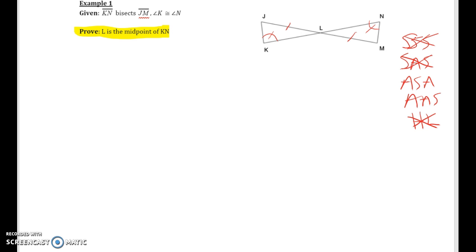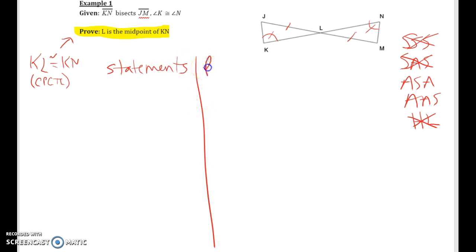They told me that we want to prove that L is the midpoint of KN. So if that is going to be true, then we will know that KL is congruent to LN. And in order to talk about these two pieces, which were not given in the information, we're going to need CPCTC after we prove the two triangles are congruent to one another. So let's get our statements and our reasons. And we will fill in the given information.